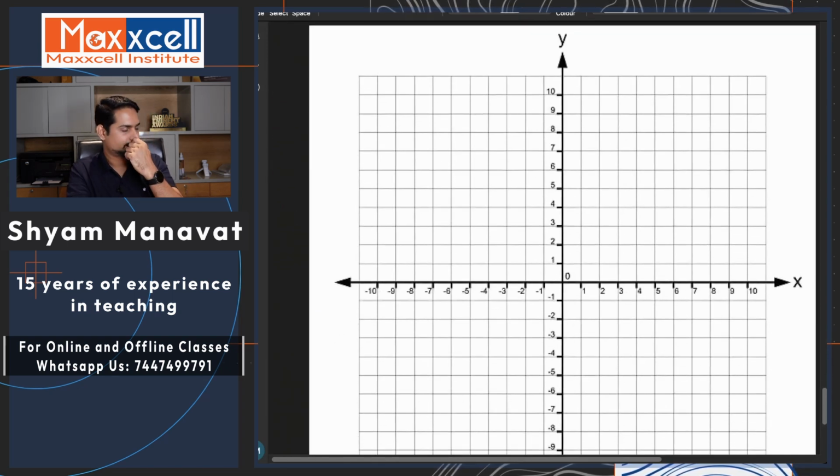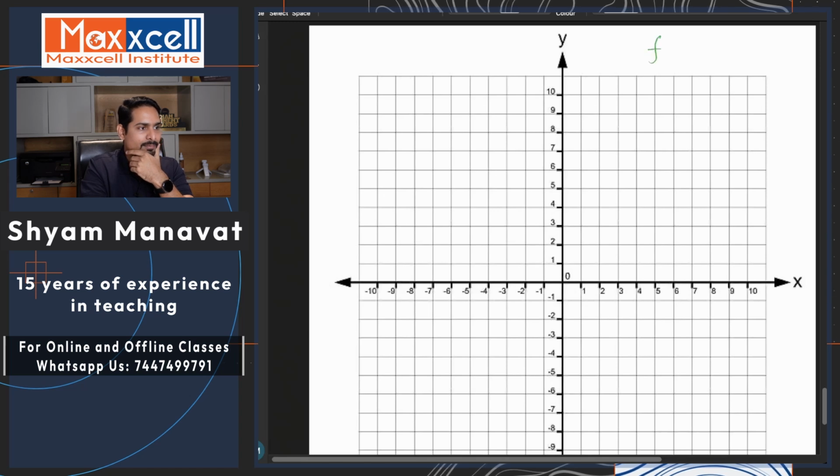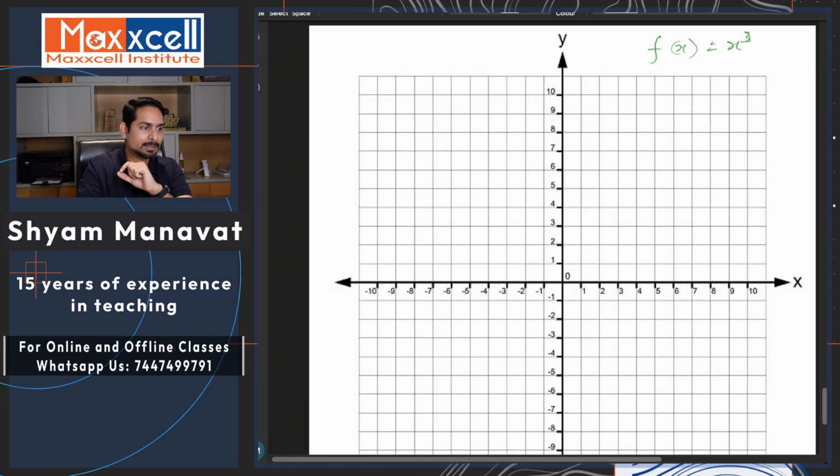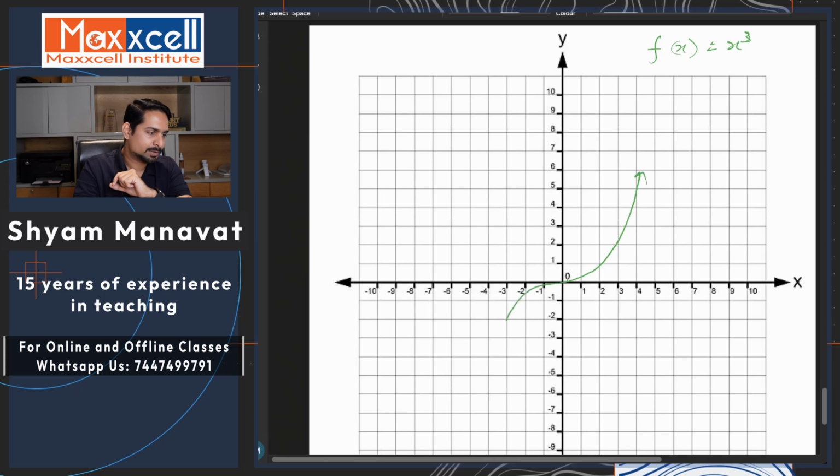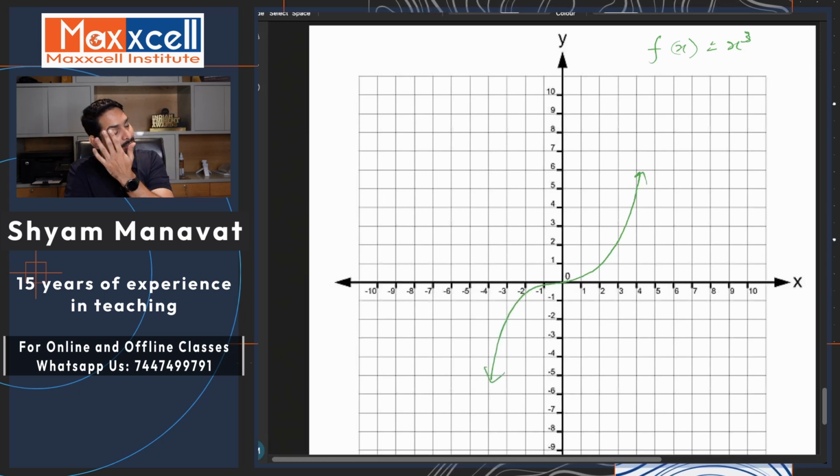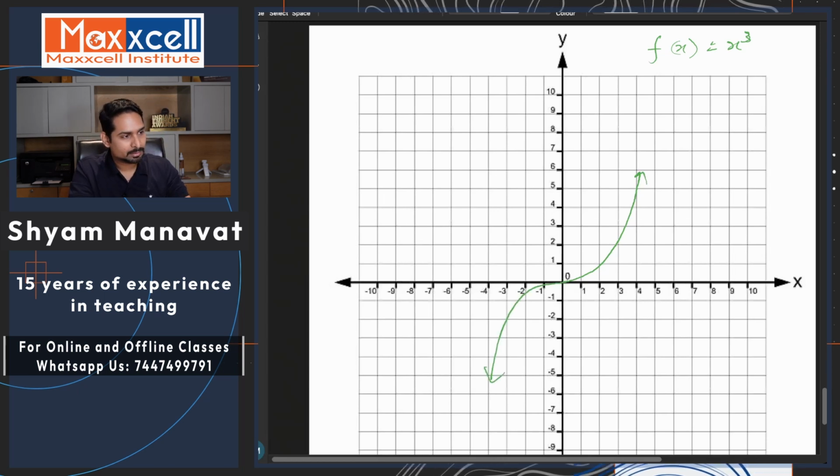On a graph, if you take the graph of f of x as x cube, or any odd function, I am taking this odd function specifically. So here, if it is going this way, here it will go down this way. It will show you the symmetry.